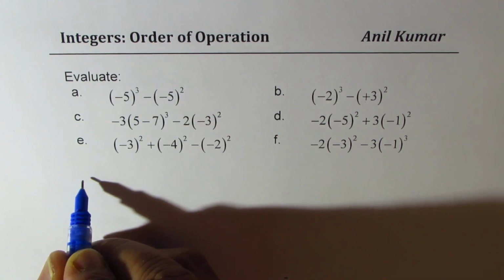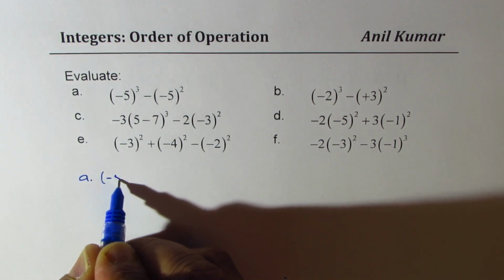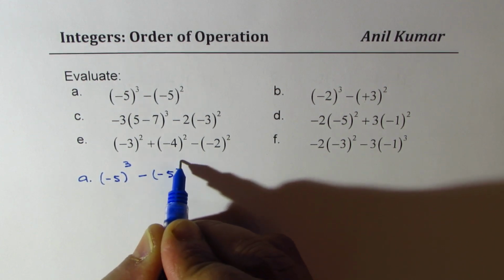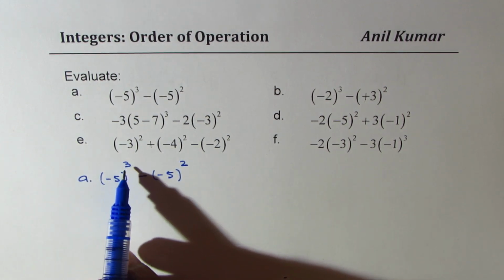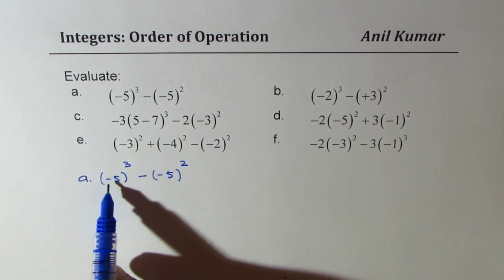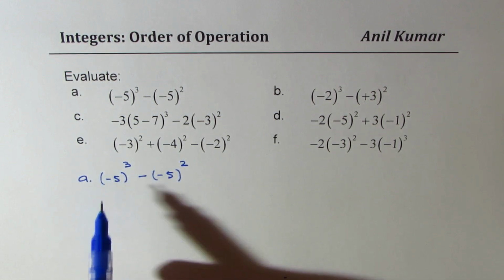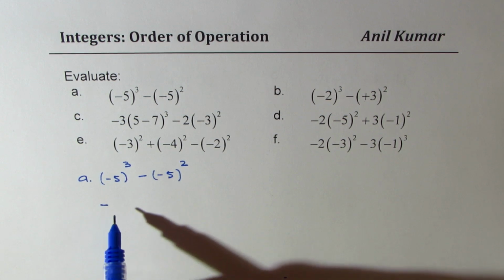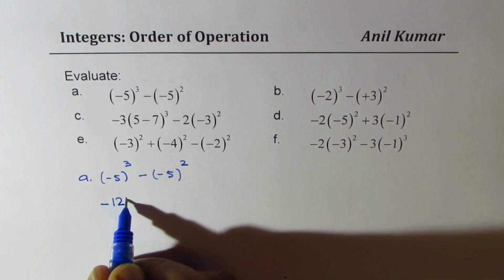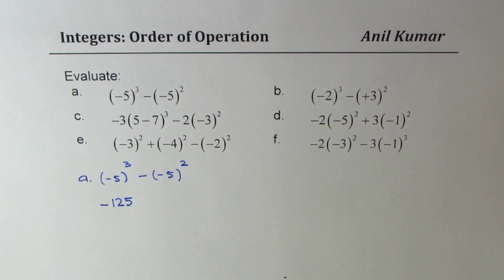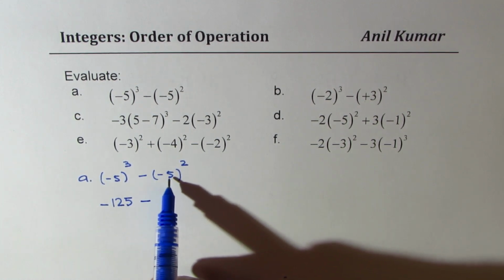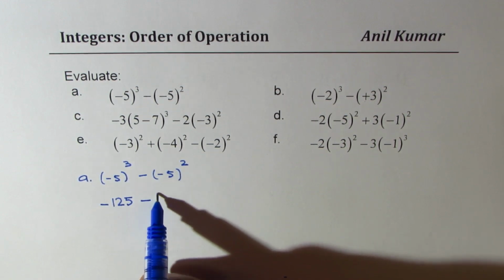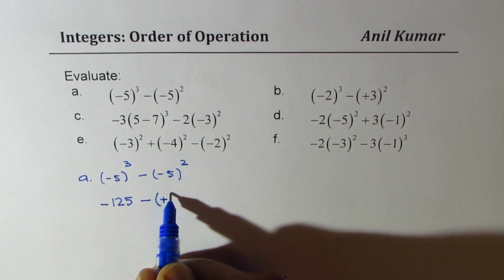So let me take up the very first one, which is (-5)^3 - (-5)^2. Now when I write (-5)^3, since the exponent is odd, a negative number raised to an odd power will be negative, so we'll get a negative number here, and 5 times 5 times 5 is 125, so we get -125. That is the cube of 5. The next number is (-5)^2. Square makes it positive, so we get positive 5 square, which is 25, right?